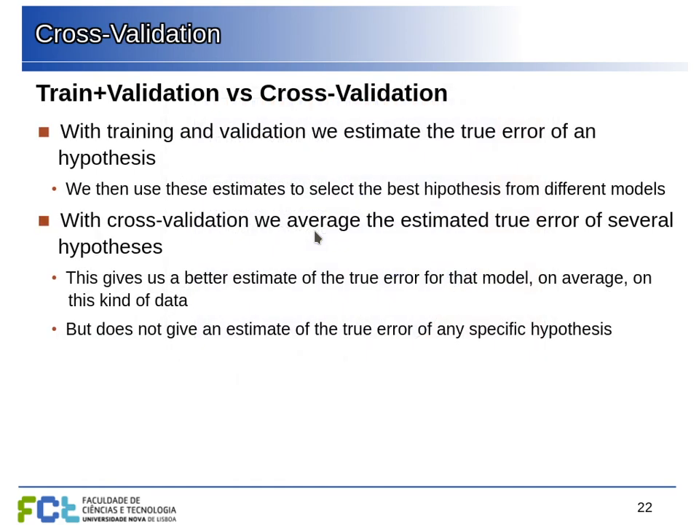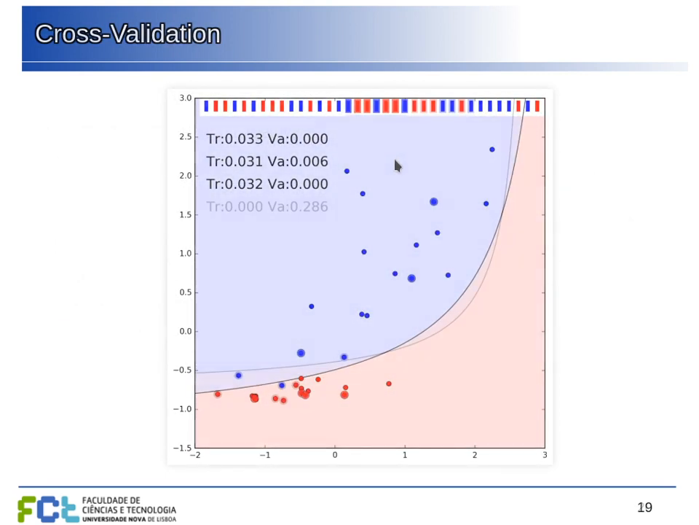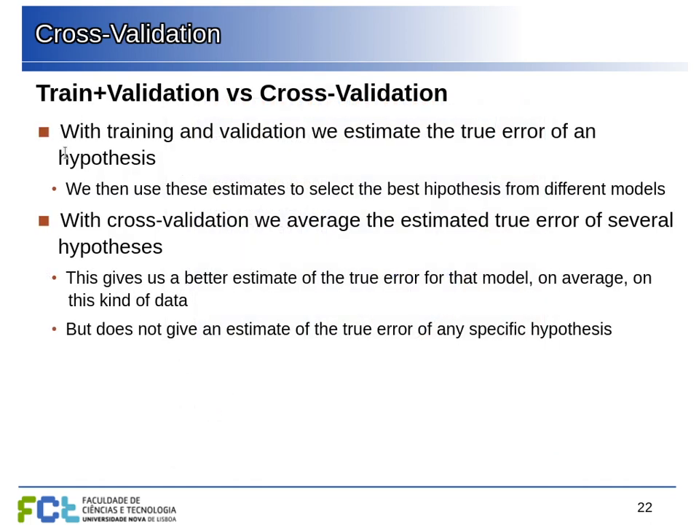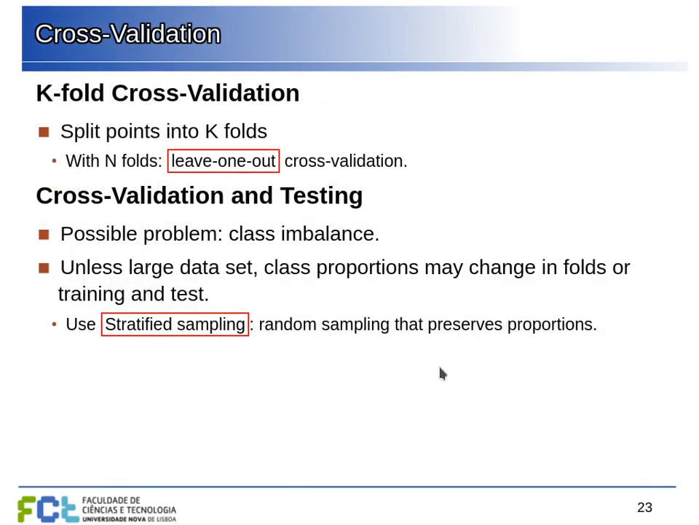And this is a better estimate than using training and validation because if we first train with just one set, for example, here, if we just train with this set of points and then validate with this set of points, we only get one estimate of the true error for one particular hypothesis and not a good estimate of what, on average, the model performs here. So this cross-validation is generally better because it gives us a better idea of how to evaluate the performance of our model on average on this kind of data, on the kind of data that we're using.